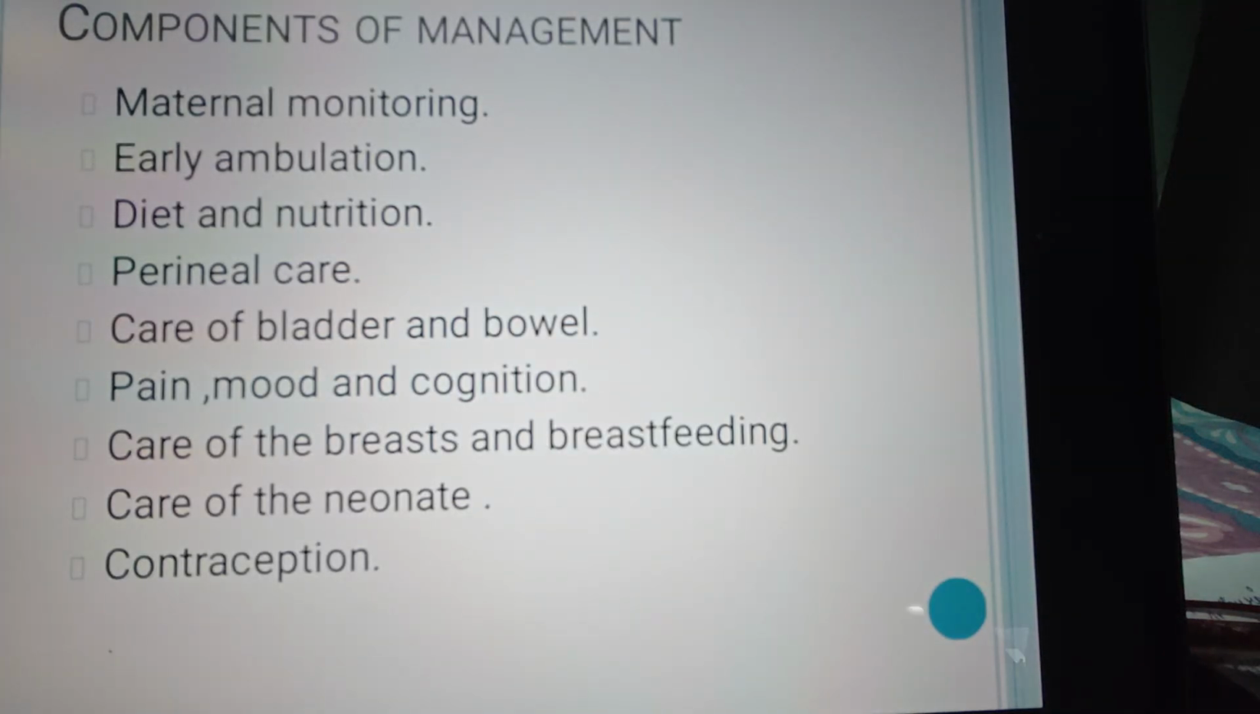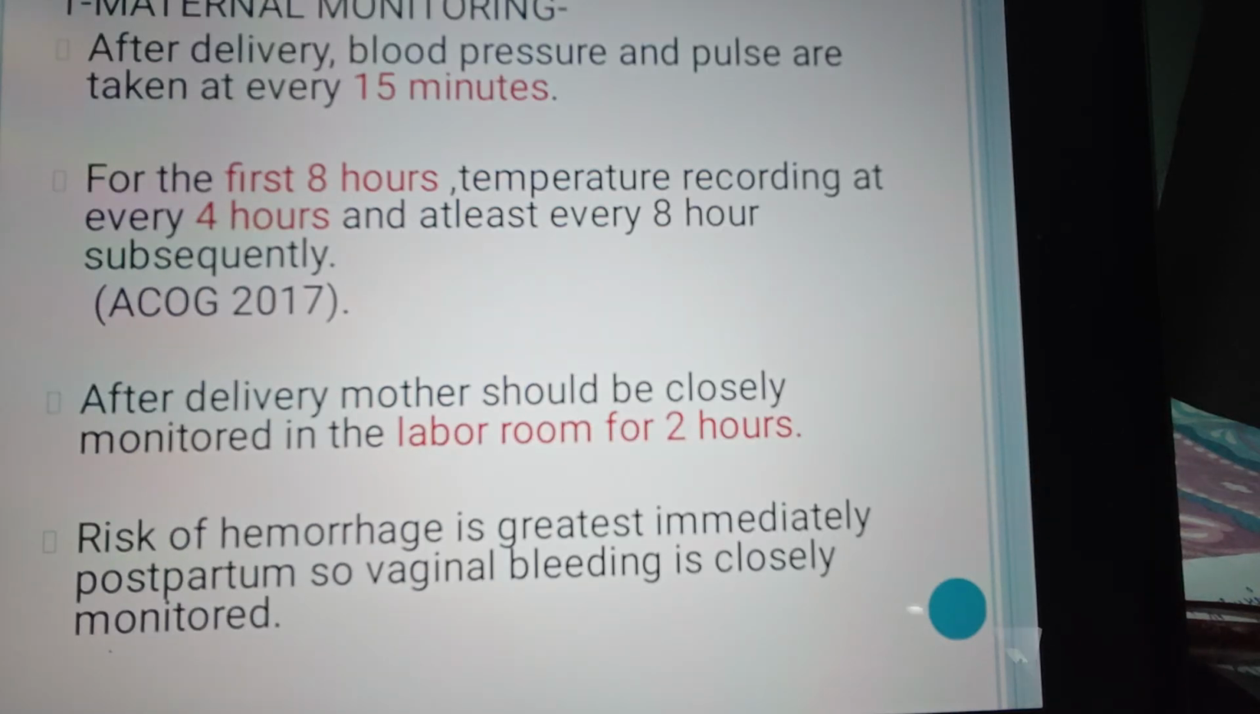What are the components of management of a normal puerperium? We have to do maternal monitoring, early ambulation, diet and nutrition, perineal care, care for bladder and bowel, pain, mood and cognition, care of the breast and breastfeeding, and care of the neonate, and contraception. So for maternal monitoring, just after delivery, we have to take the blood pressure and the pulse of the patient at every 15 minutes for the first 2 hours. So for first 2 hours, we will take her vitals every 15 minutes.